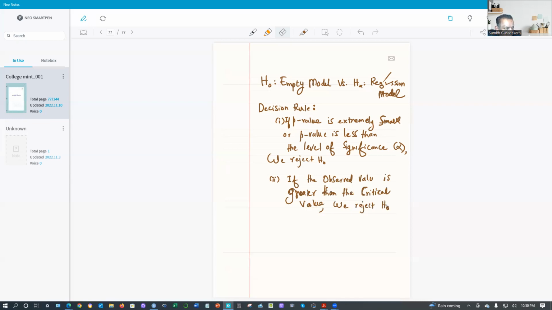The third one, if the null hypothesized value is within the confidence interval, we accept it, we do not reject.